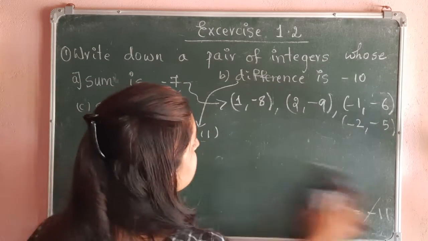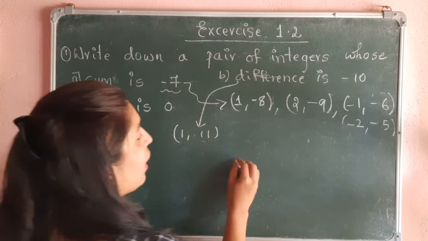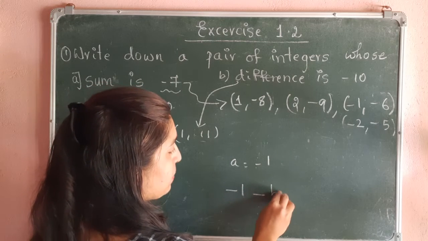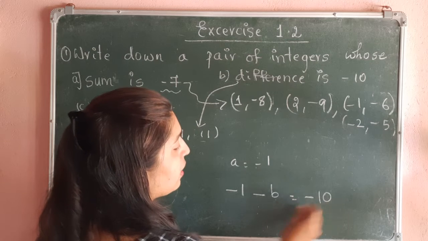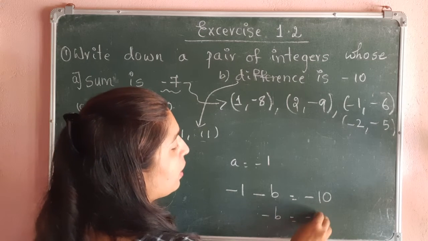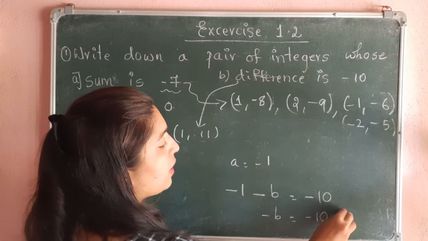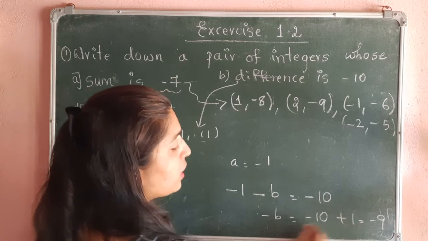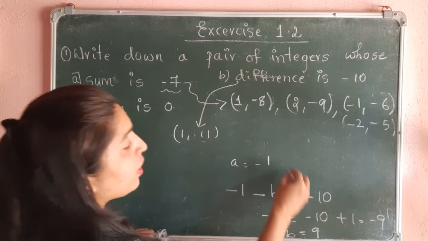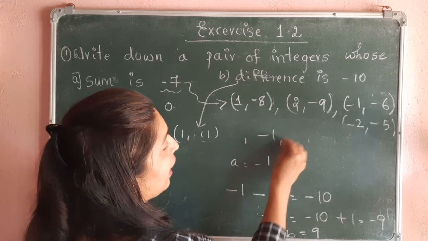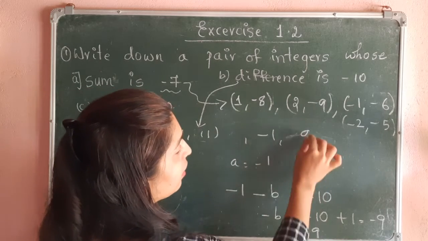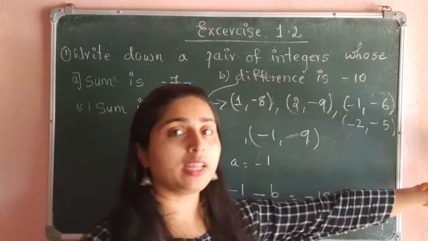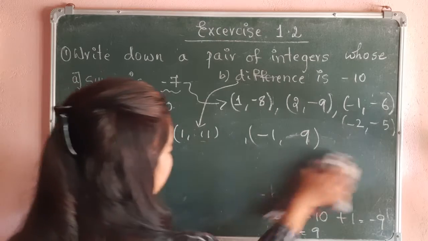Okay. So next, I will consider a as minus 1. Minus 1 minus b is equal to minus 10. So minus b is equal to minus 10. If it comes to the right hand side, it becomes plus 1. So this is minus 9. So b is equal to 9. a is equal to minus 1 and b is 9. This is another pair of integers. So similarly, you can find the other pairs of integers also.